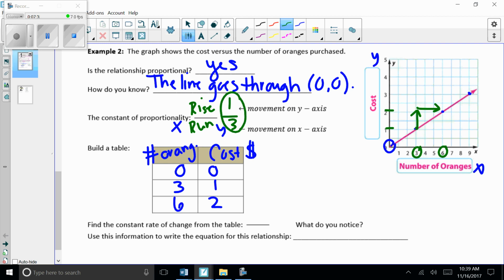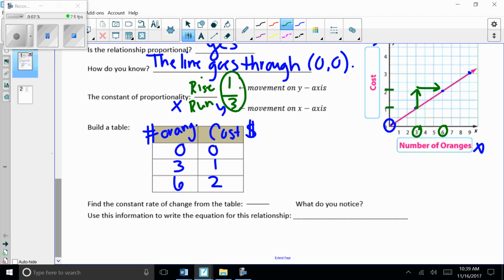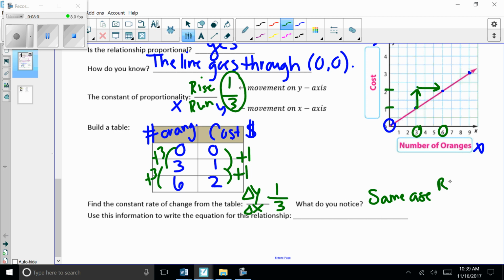Let's find the constant rate of change of our table and make sure that it's the same. So the change of my Y's over change of X. My Y's are a +1, and X's are +3. So change of Y is 1, change of X is 3. What do you notice? Well, it's the same as rise over run. And you are going to hear me start using these interchangeably. I'll say one, I'll say the other.